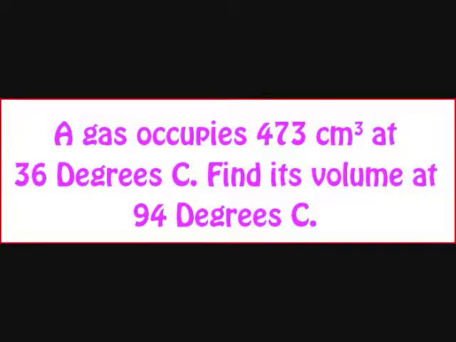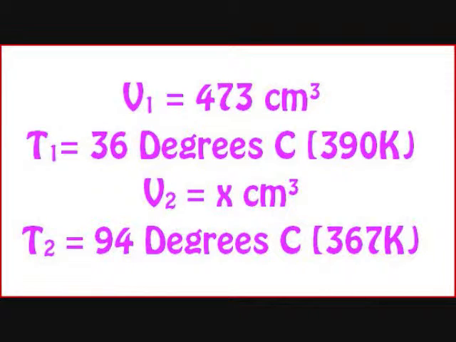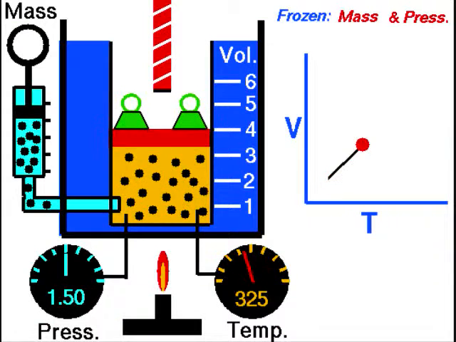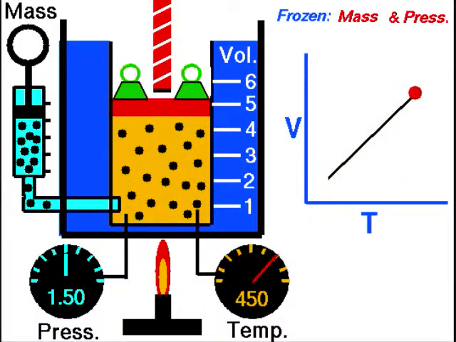For example, a gas occupies 473 centimeters cubed at 36 degrees Celsius. Find its volume at 94 degrees Celsius. First, we must identify the variables. The initial variables are volume 1, which is 473 centimeters cubed, and temperature 1, which is 36 degrees Celsius, which is also 390 degrees Kelvin. Volume 2 is the unknown, and temperature 2 is 94 degrees Celsius, which is also 367 degrees Kelvin. Multiply and divide away until you find your missing variable x, which is 562 centimeters cubed at 94 degrees Celsius. As Christina stated before, as temperature increases, volume increases.